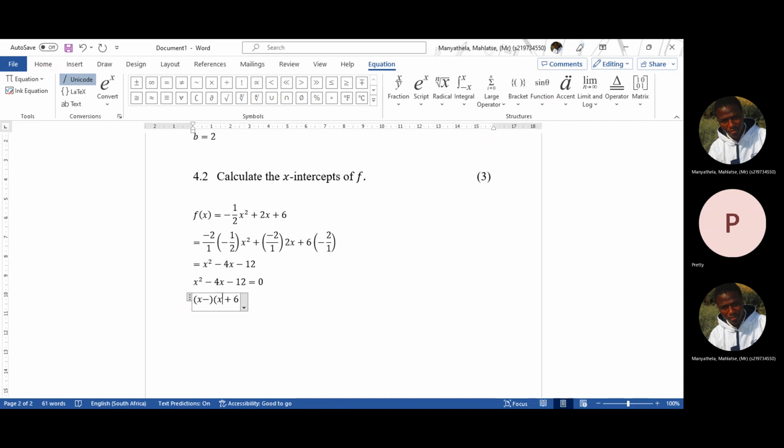I have 6 and 2. 6 times negative 2 gives negative 12, and minus 2 plus 6 gives positive 4. But we need the middle term to be negative 4, meaning 6 must be negative and 2 positive. So 2 minus 6 gives negative 4, which is the middle term.